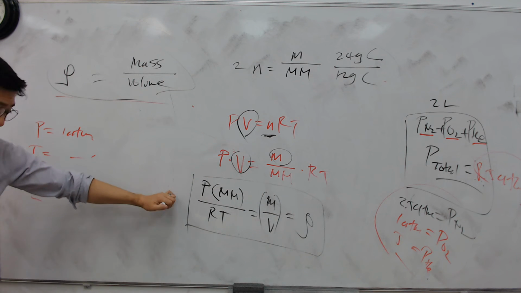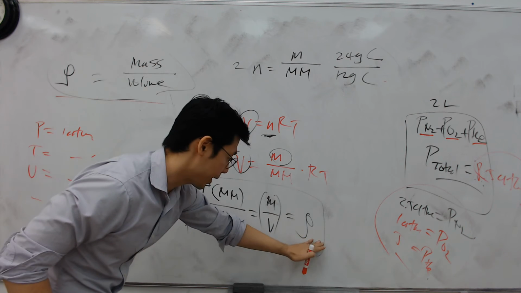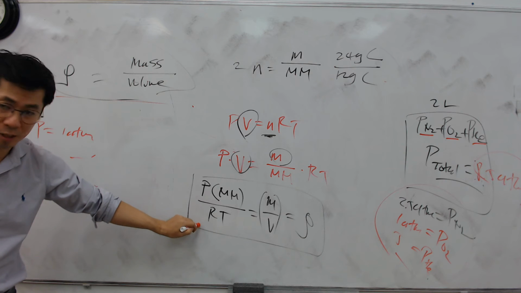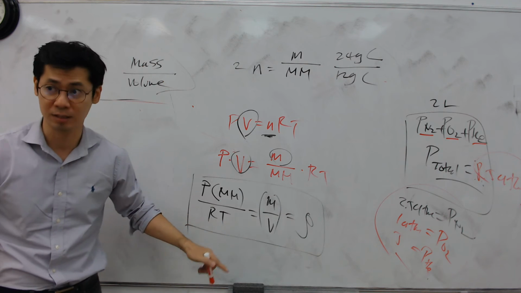That's the density equation for an ideal gas: pressure of the gas times the molar mass divided by RT. R is a constant, and T is the temperature.